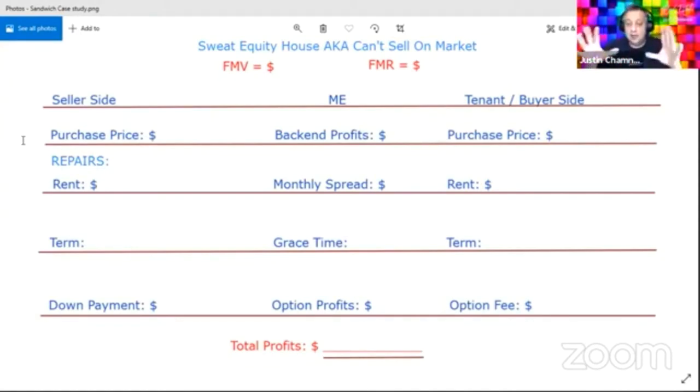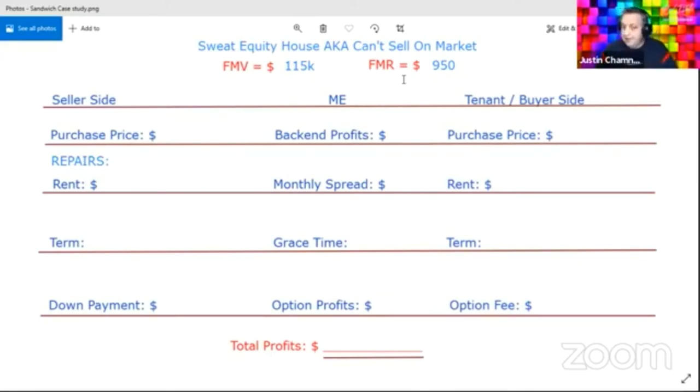This house here was that red one, that first one I showed you. I'll show you here again in a minute. But what happens when you call a lead? In this particular case, the fair market value is, let me look here at my notes, $115,000. And the fair market rent is $950. But this house does not really qualify normally as a lease option.